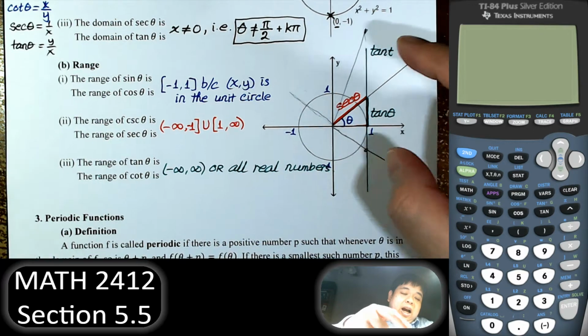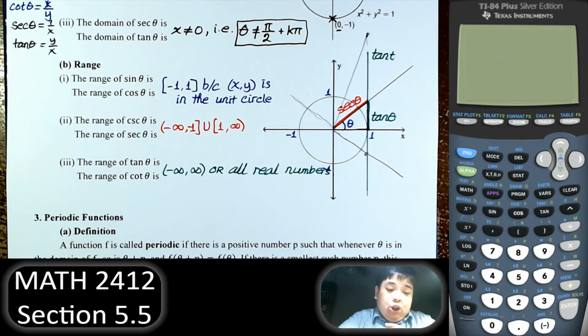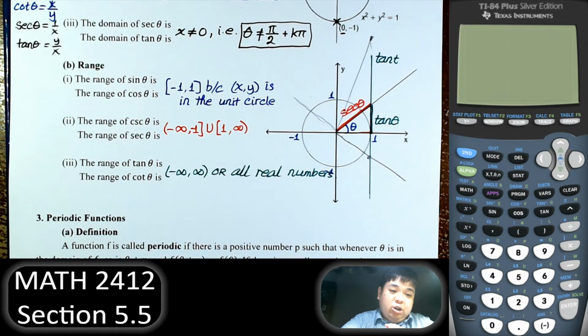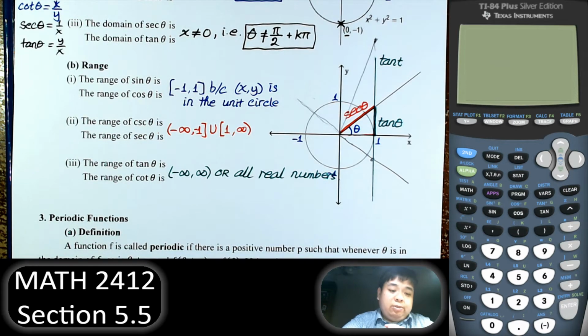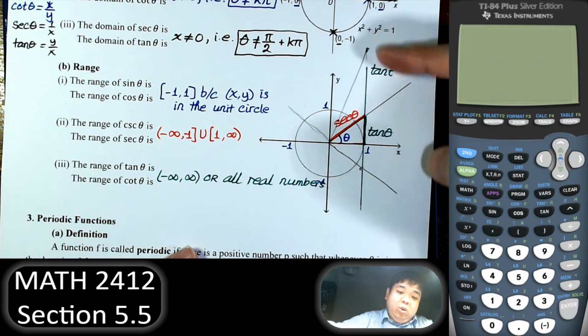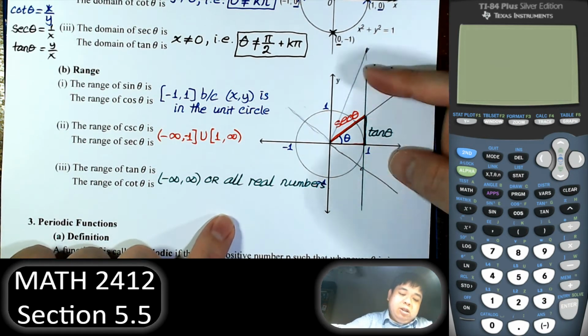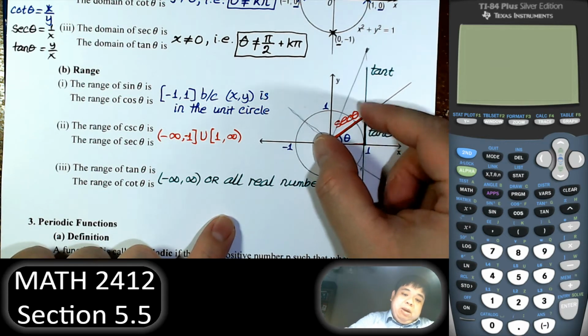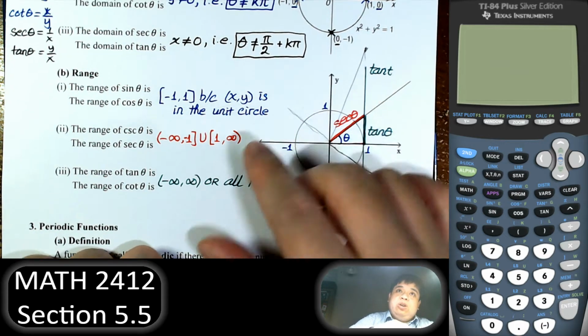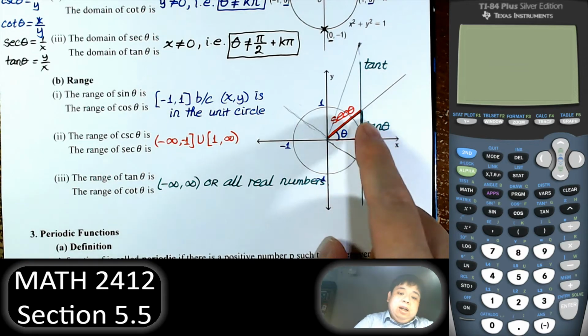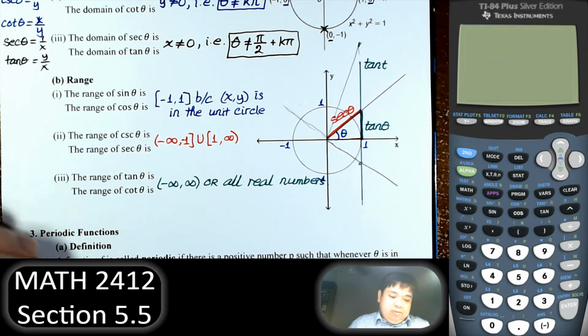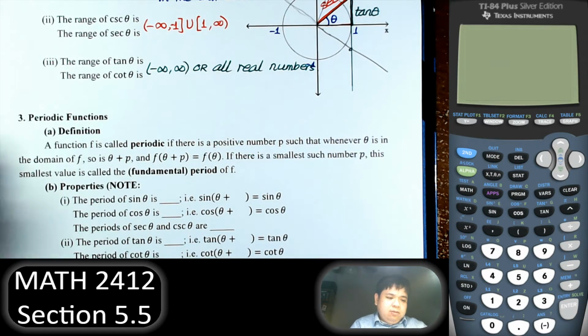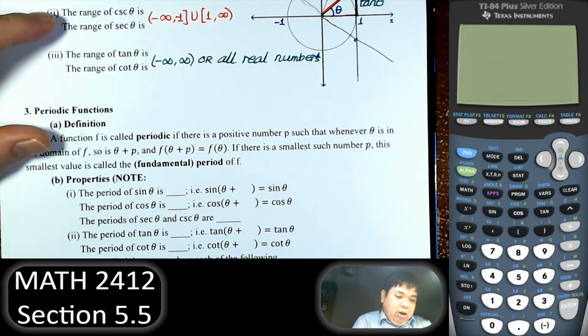So that's the way we define on the unit circle, which gives us the domain and range of the trigonometric functions. Right. Tangent can be anywhere on the line, therefore all real numbers. Secant has to be outside of the unit circle, therefore it has to be bigger than or equal to 1, or less than or equal to negative 1. Right.